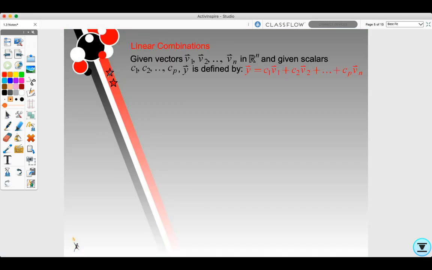Linear combinations. Given vectors v1, v2, all the way to vp in Rn, and given scalars c1, c2, all the way to cp, vector y is defined by c1 multiplied by vector v1, all the way through cp times vp, which is a linear combination. Examples of linear combinations are 3v1 plus 2v2, or 1/3 v1 plus 0v2, and v1 minus v2. There are many different ways, infinitely many linear combinations that we could have.